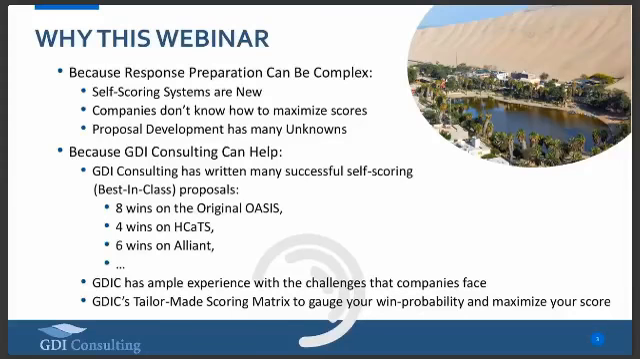GDI has ample experience with the challenges that companies face getting the right people together, getting a team oriented, and then assigned in order to go out and claim and collect the appropriate information for these scoring type offerings. And our scoring matrix, which we've constructed ourselves, will help you to gauge your win probability and maximize your scores.